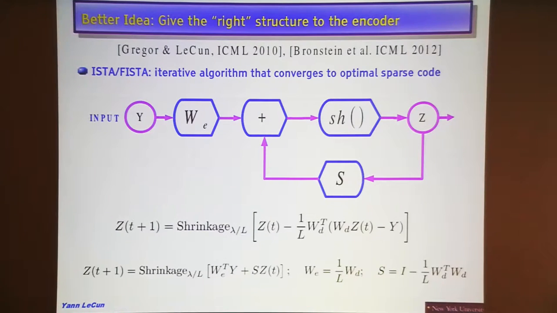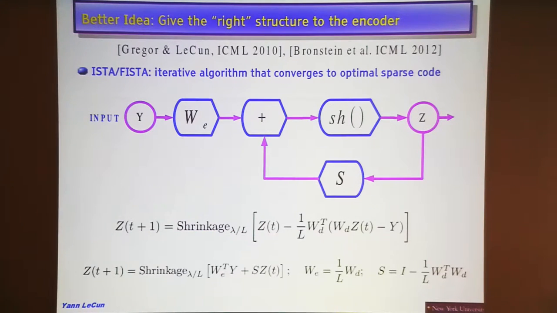But here's a slightly better idea. This is an idea by former postdoc Karol Gregor, and it was picked up by a group in Israel and at the University of Minnesota, Guillermo Sapiro and Alex Bronstein. Karol's idea was to essentially implement the iterative shrinkage and thresholding algorithm as a recurrent net. So we're going to try to build a feedforward neural net that actually implements the ISTA algorithm. And if you write down the ISTA algorithm, this is what you get.